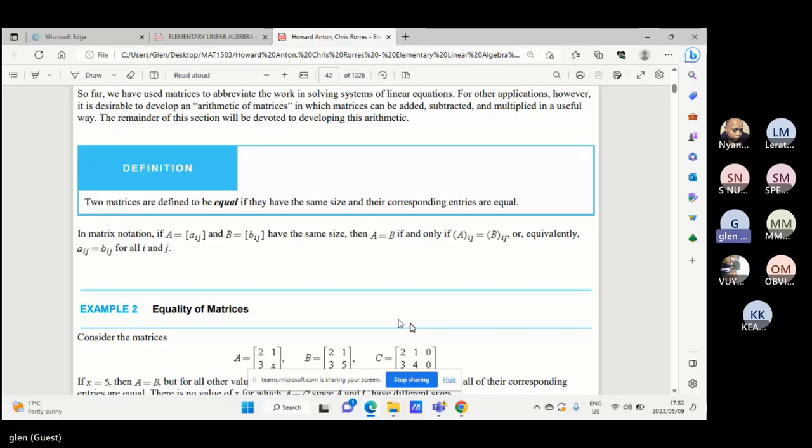Now, if the first entry in the second row is equal to the first entry in the second row of the second matrix. And again, if the second entry in the second row of the first matrix is equal to the second entry in the next matrix. If the third entry in the second row of the first matrix is equal to the third entry in the second row of the next matrix.